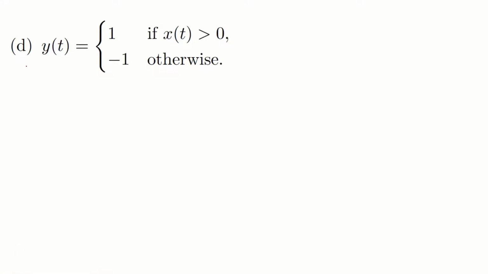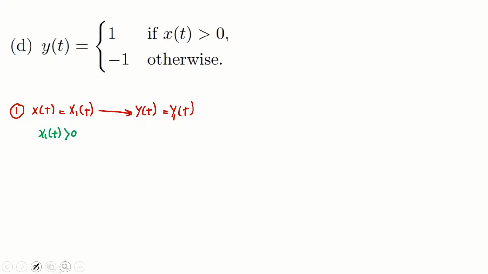Okay, this one is maybe the easiest one, but also maybe tricky. Well, we have a system. If the input to this system is x1(t), the output y(t) becomes y1(t). But I can't give an exact expression for y1(t) unless I know what x1 is. So let's make an assumption here. We assume x1(t) is positive, okay? So I can conclude this y1(t) becomes 1.